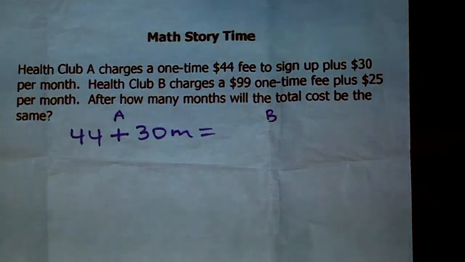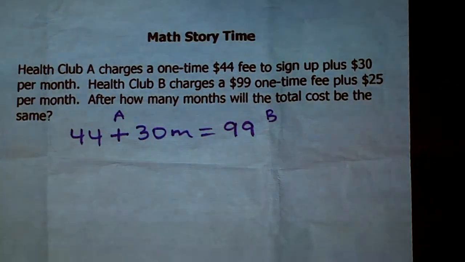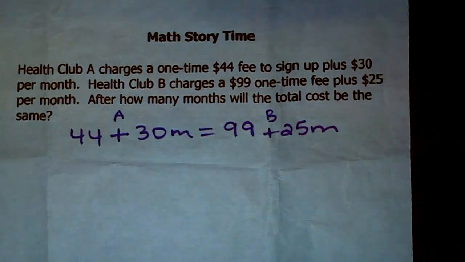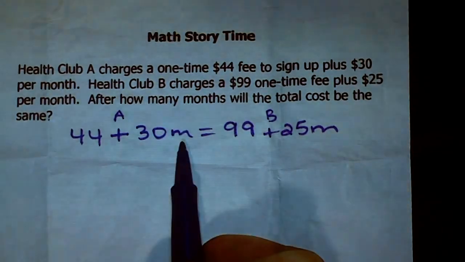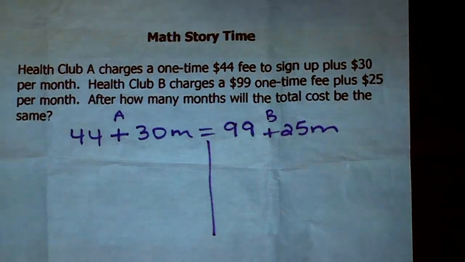So the equation for Health Club B, it says that they charge a $99 one time, not per month, so I'm not going to put an M next to it, plus $25 per month. So basically with these, whatever happens one time is a constant. Whatever happens over and over again gets to be your variable term. So this equation should look just like the ones on the front.